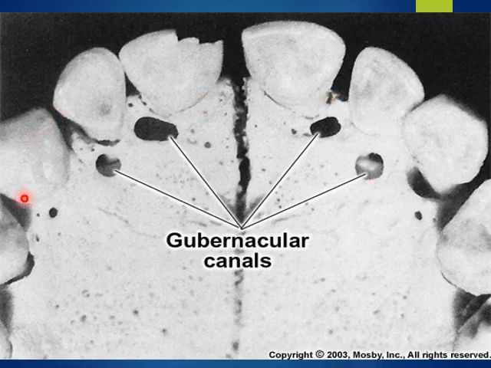This is the dry skull of a boy. This is the deciduous teeth, and this is the gubernacular canal present palatally, representing the area where the permanent successor will erupt from.